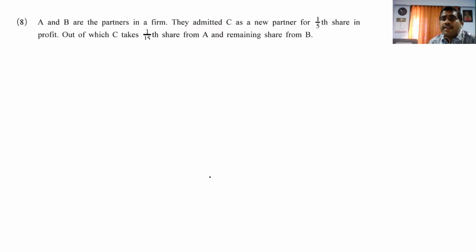Now let's see the 8th one, the last question for today. A and B are the partners of a firm. They admitted C as a new partner for 1/5 share in the profit, out of which C takes 1 by 15th share from A and the remaining share from B. They are saying this much only. So let's see.